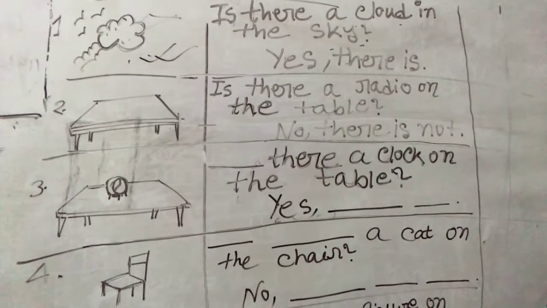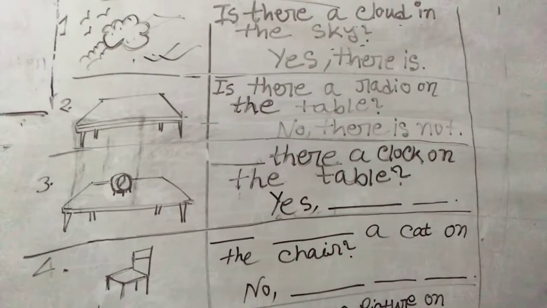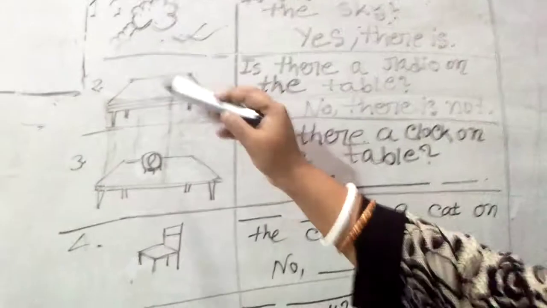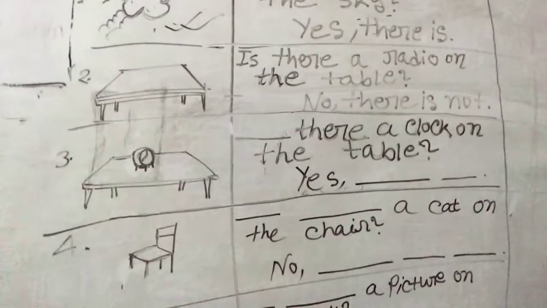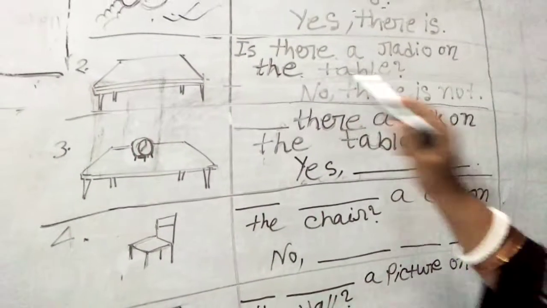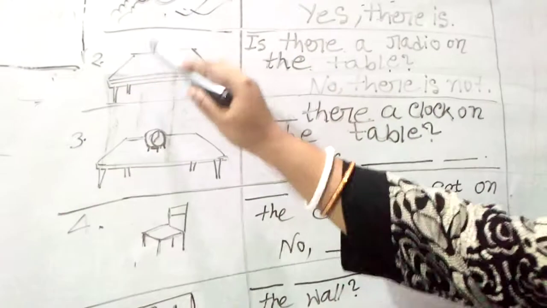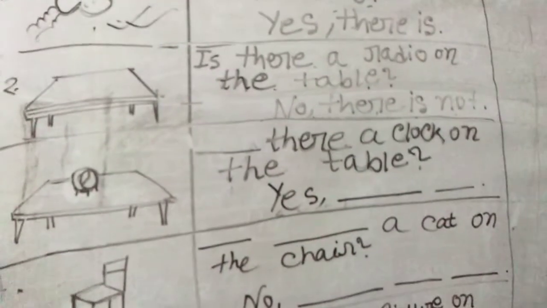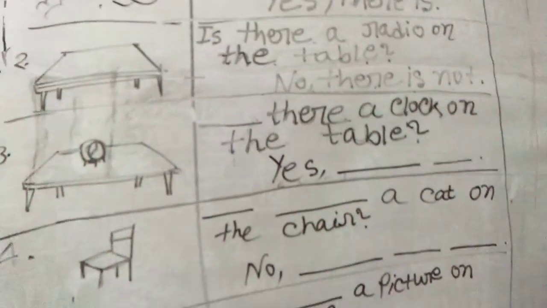After writing no, we need to add there is not. See, the table is empty. There's nothing on the table, so we can't write yes. So is there a radio on the table? No, we can't see any radio on the table, so I need to write no, there is not. I hope you can find the similarities between your book and the board.